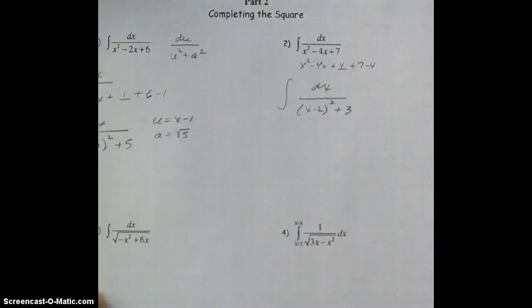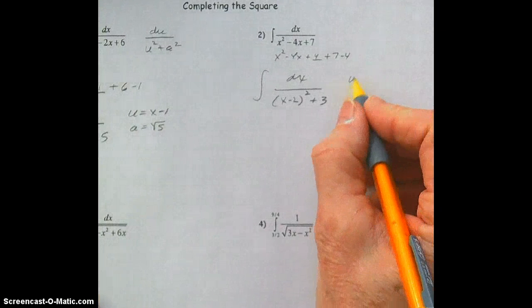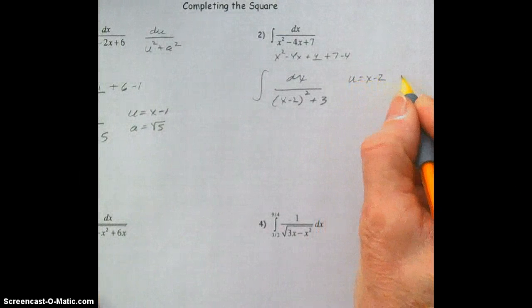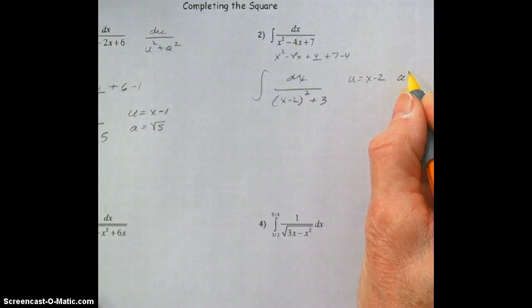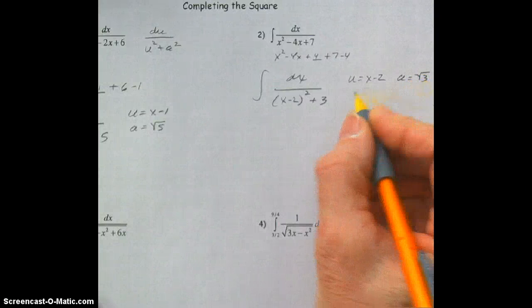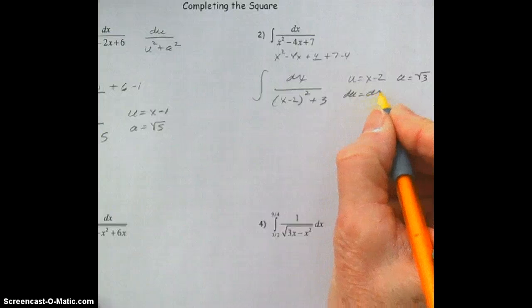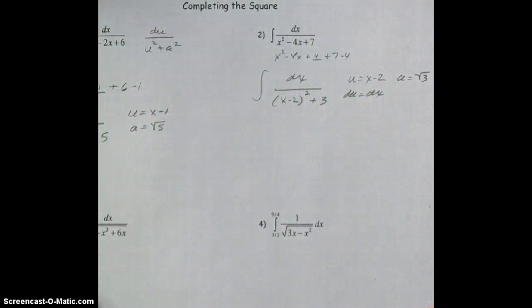So again, I want you to finish it, but let's identify u is equal to x minus 2. A squared is 3, so a would be the square root of 3. Don't forget du is dx, so I don't need any counterbalancing, and then just use your rule.